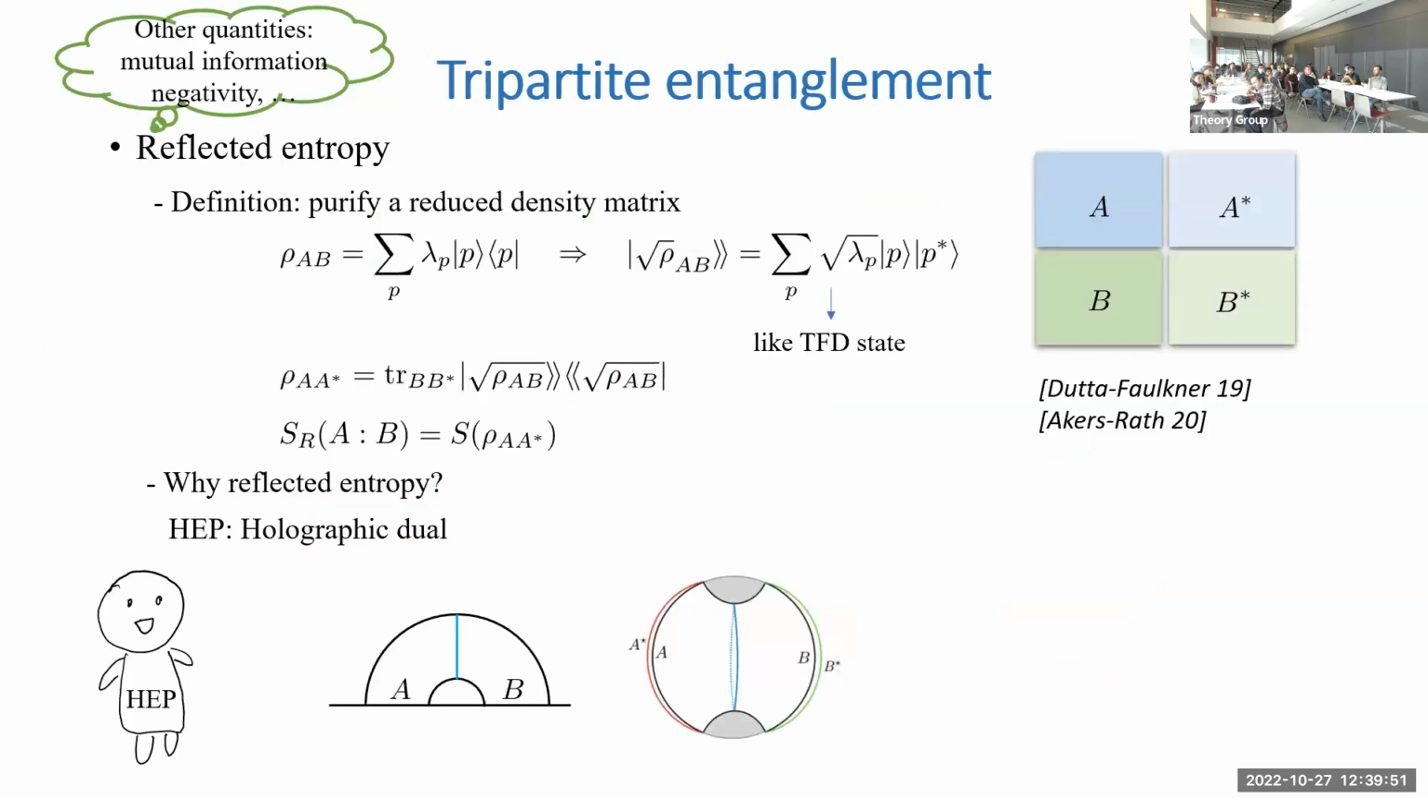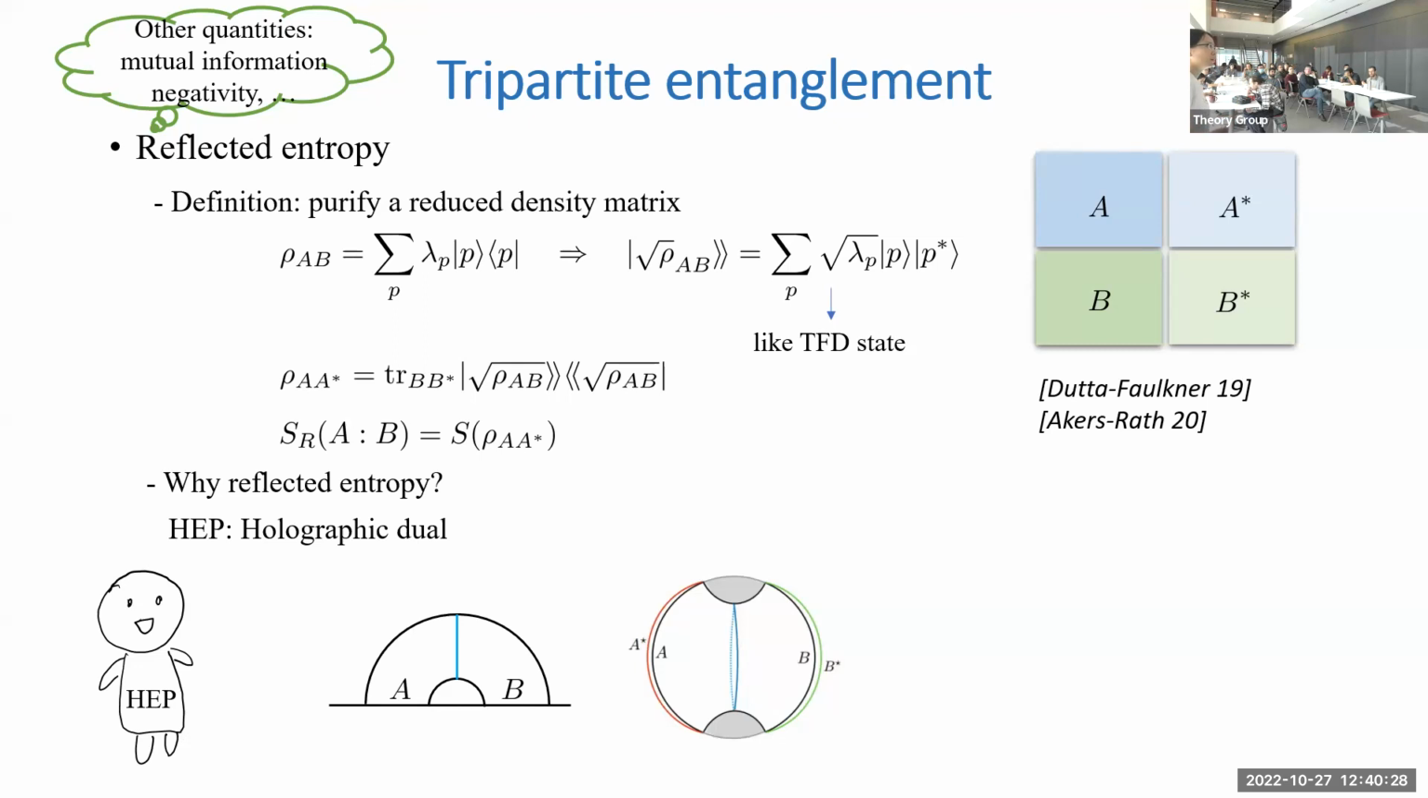Okay, so during the past many years, people have proposed different types of tripartite entanglement measures, like the mutual information and the negativity that people are probably quite familiar with. But today, I'm going to focus on a quantity that was proposed quite recently, back in 2019, and it is called the reflected entropy. So let me first talk a little bit about the definition.